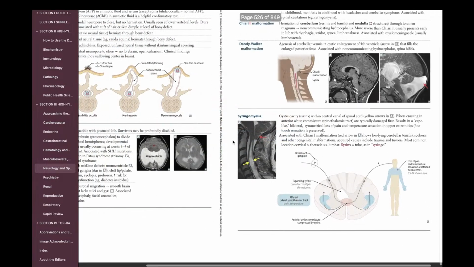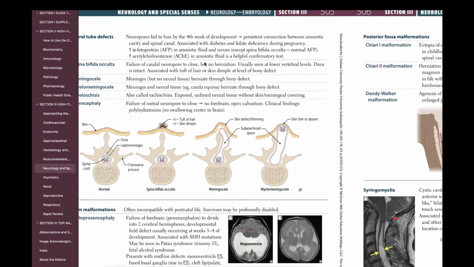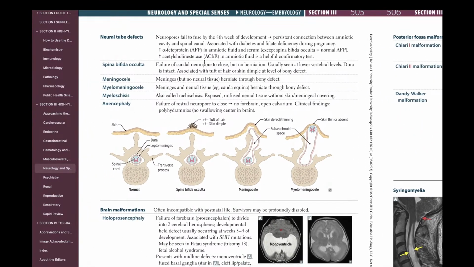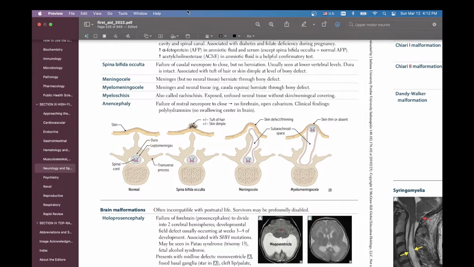Oh, interesting. Okay. Neural tube defects. Neuropores fail to fuse by the 4th week of development, leading to persistent connection between amniotic cavity and spinal canal, associated with diabetes and folate deficiency during pregnancy, increased alpha fetoprotein in amniotic fluid and serum, except spina bifida occulta. That's a normal AFP.